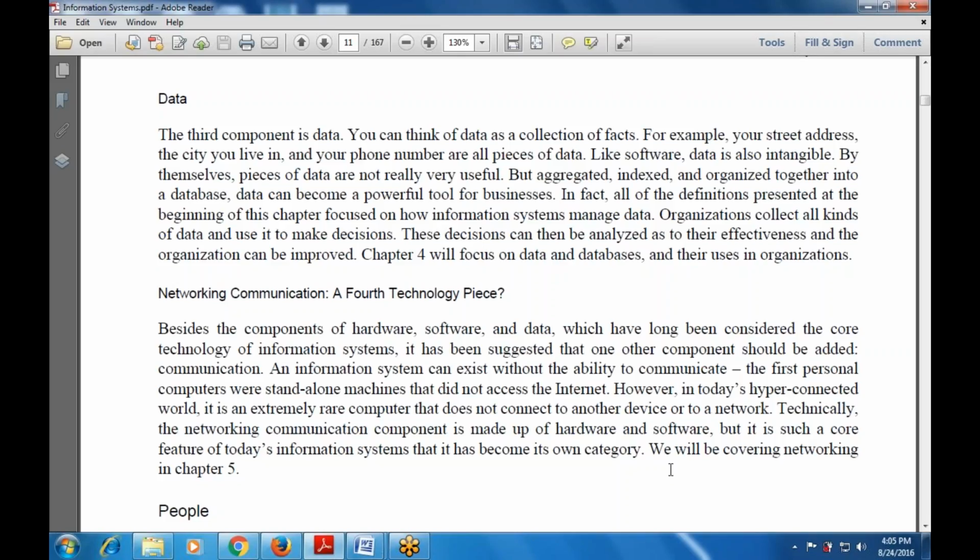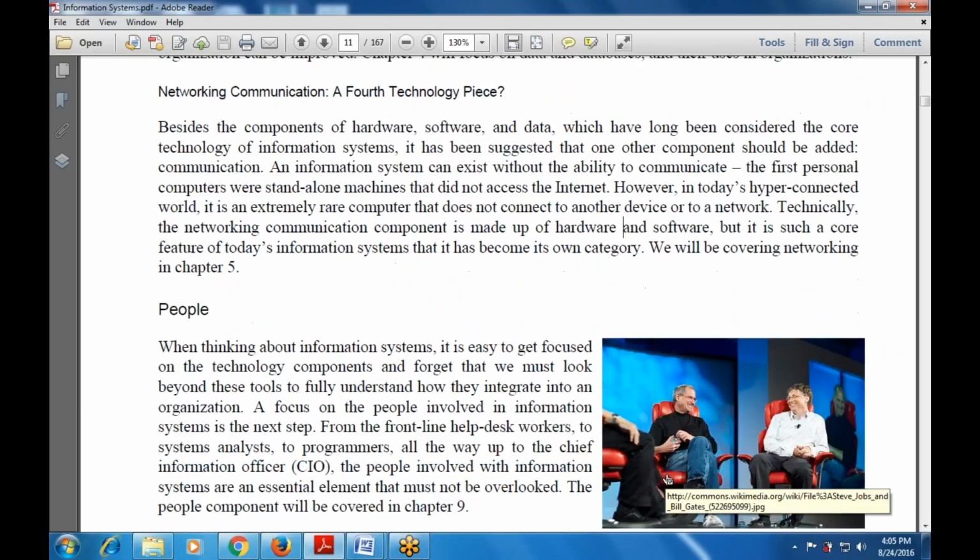Then after the data, the next category is the people. What are the various people that are involved? When thinking about information systems, it is easy to get focused on the technology components and forget that we must look beyond these tools to fully understand who the people are. That may include the stakeholders, that may include the managers, anyone. But the people that work for the organization and are used in the information system.